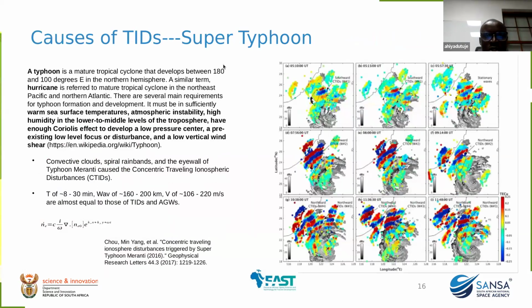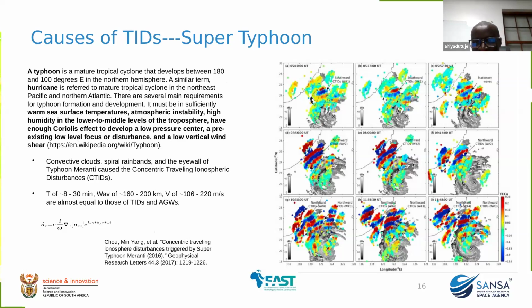The next is what they call super typhoon. So this is a mature tropical cyclone that develops between 180 and 100 degrees east in the northern hemisphere, which is also known as hurricane in the tropical cyclone in the northeast Pacific or North Atlantic. So those also create TIDs, and they were reported by this person, Chu Min Yang. So if you are interested, you can read the whole story here.